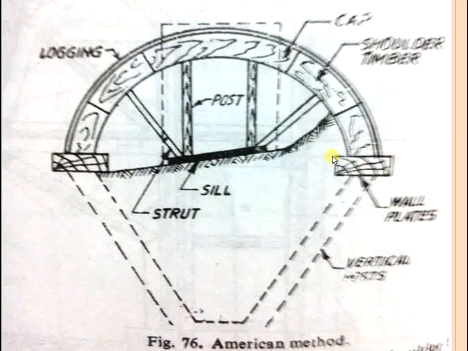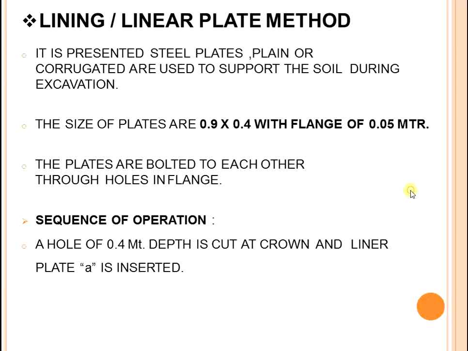This type of method takes too much time. Then the next method is the lining and liner plate method. In it, steel plates, plain or corrugated, are used to support the soil during excavation. The size of the plates is 0.9 by 0.4 with a flange of 0.05 meter. The plates are bolted to each other through holes in the flange. The sequence of operation: a hole of 0.4 meter depth is cut at the crown and a liner plate is inserted.